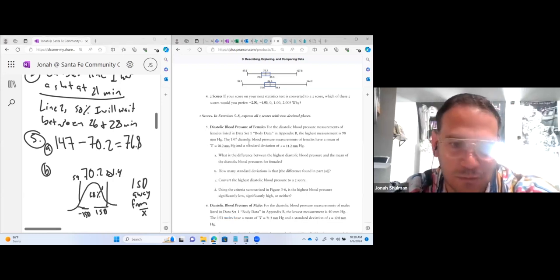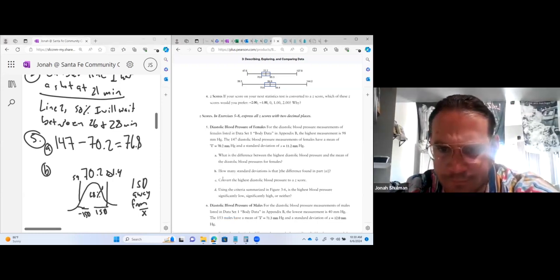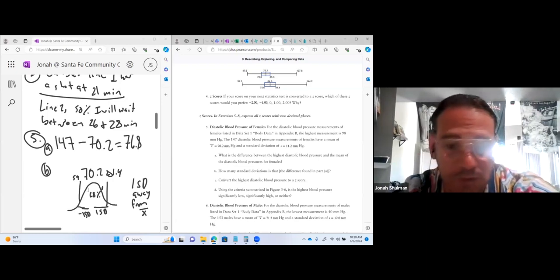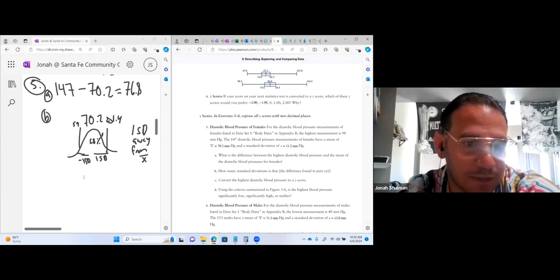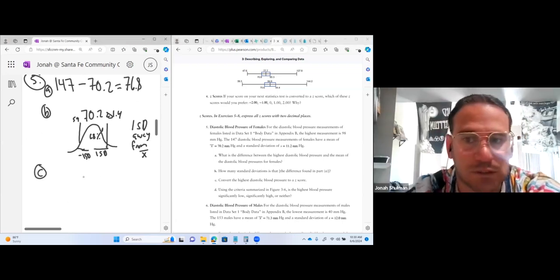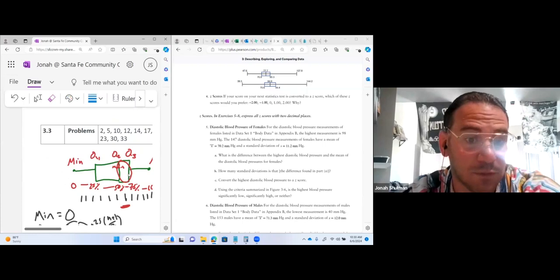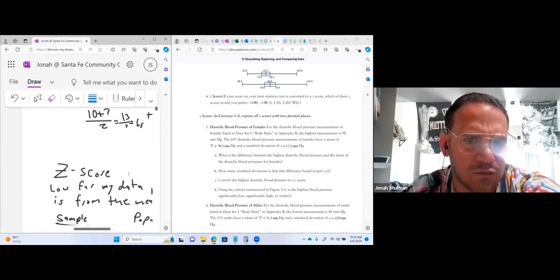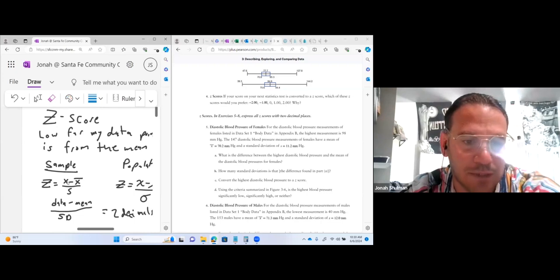Want to use x bar? They use x bar over here. Convert the highest one into a z-score. Okay, so you forgot the z-score. That's okay. Feel free to look up your formula so you don't get confused. But the z-score formula, in case you get confused, is x minus x bar over s. That's all it is.